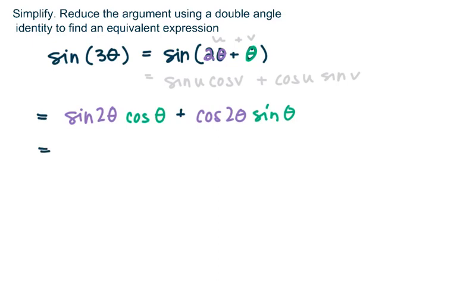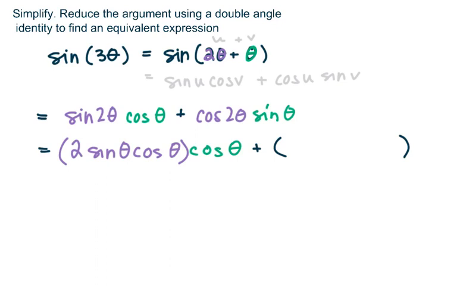Sine 2 theta is 2 sine theta cosine theta, and then we still have that times cosine theta. So I subbed in one double angle identity. Plus, I'm going to leave myself space for my second double angle identity and put my sine theta here. So I'm going to sub something in for this cosine 2 theta right there. And I've got three choices.